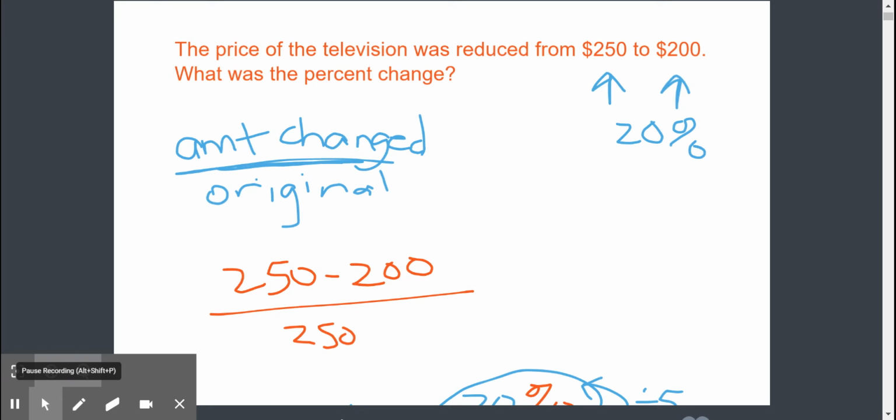You need to practice that vocabulary. Everybody say it. The price changed by 20%.